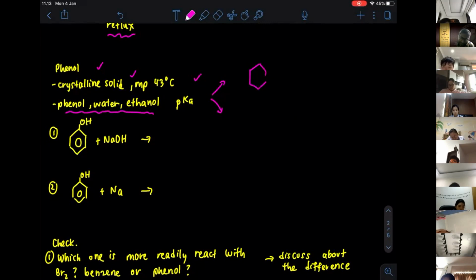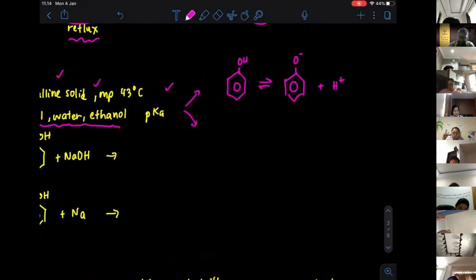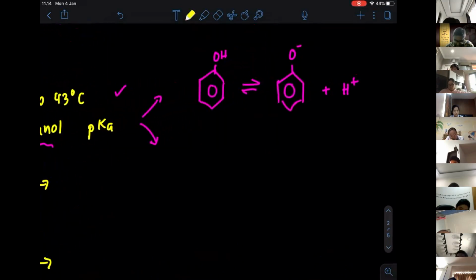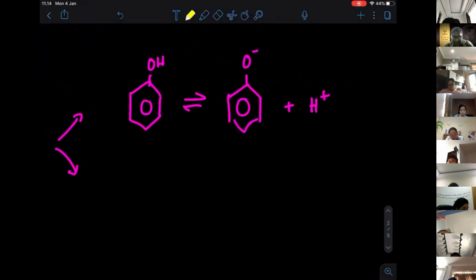If you have phenol, there's OH, and when it dissolves in water, what's going to happen? You are going to get phenoxide ion, O minus, and then you are going to get the H plus. Generally, this is what happens. So what is important that we need to take note of? Maybe Charlton, do you have any idea why phenol is more acidic? The negative charge is spread. Yes, very good. Can you explain more about this? What will happen to this negative charge?